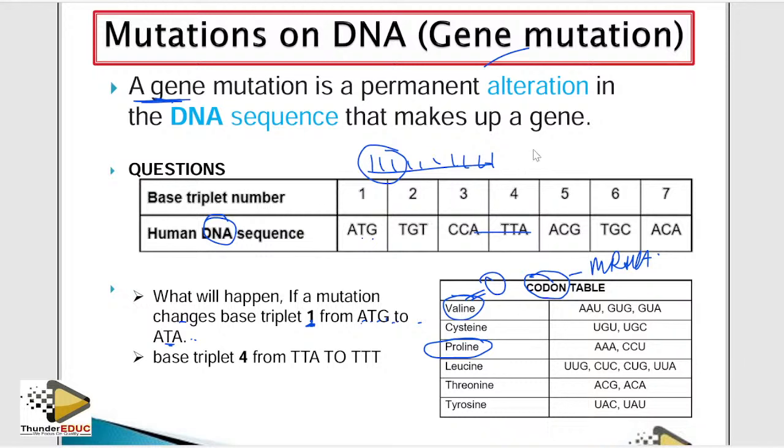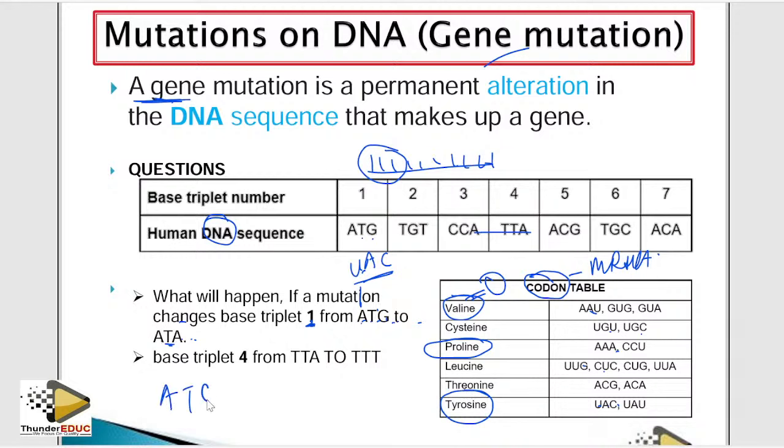So now I will say, okay, ATG: A goes with U, T goes with A, and G goes with C. So I'm going to look for AUC. Where is it? Oh, AUC. That is not AUC, it is UAC, which is tyrosine. It is tyrosine.